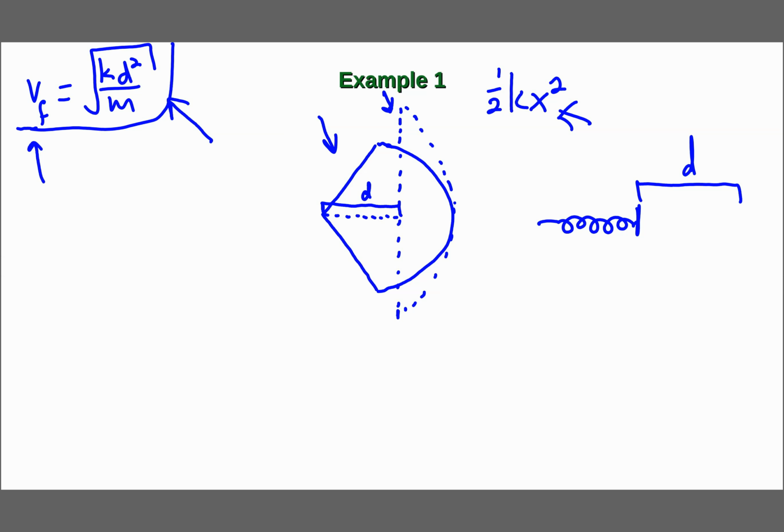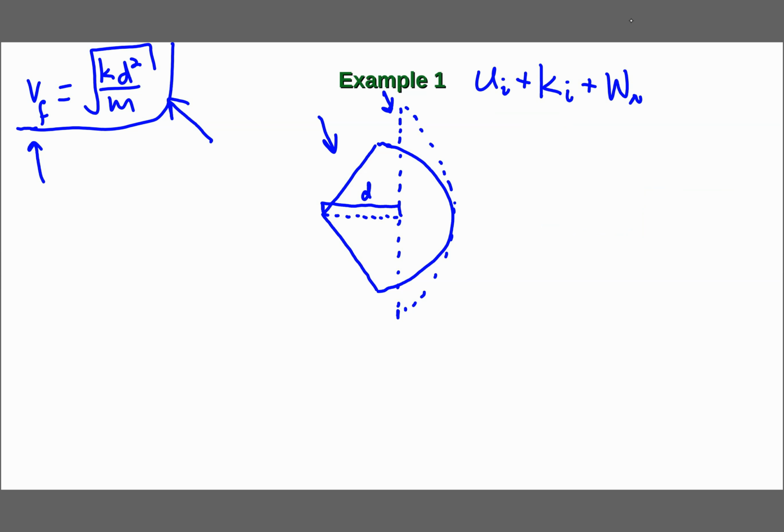So now the truth of the bow, if we can consider this example a little more closely, is that there is some non-conservative work going on, right? So if I rewrite my equation here, so that I have Ui plus Ki plus Wnc equals Uf plus Kf, okay?